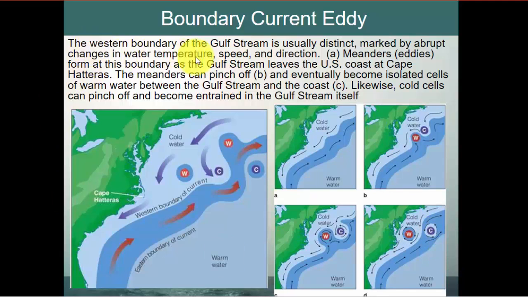So the western boundary of the Gulf Stream is usually distinct and marked by abrupt changes in water temperature, speed, and direction. Meanders, or these eddies, will form as the Gulf Stream leaves the U.S. coast at about Cape Hatteras, right about here. The meander can pinch off and eventually become isolated cells of warm water between the Gulf Stream and the coast. Likewise, cold cells can pinch off and become entrained in the Gulf Stream itself.